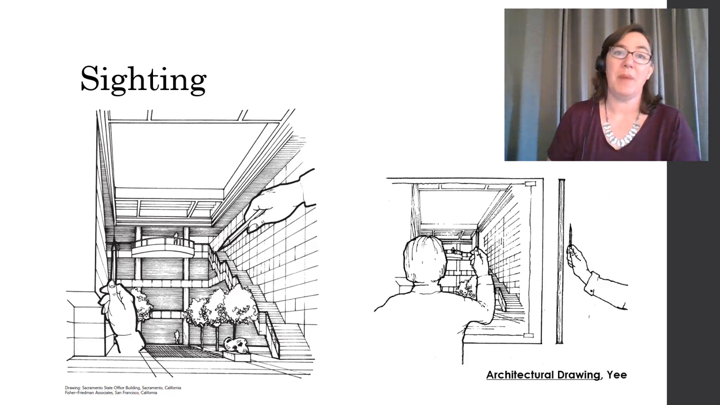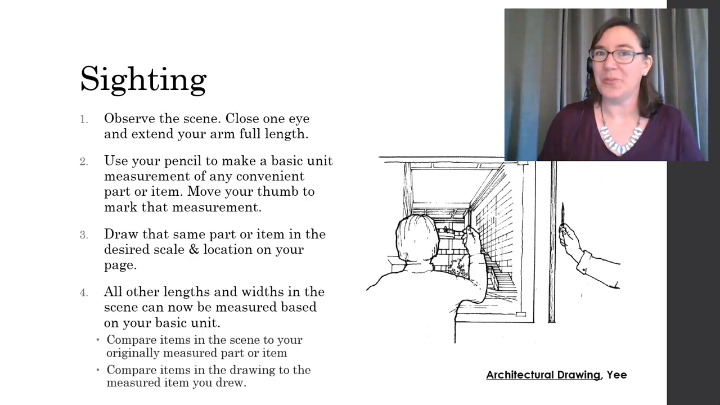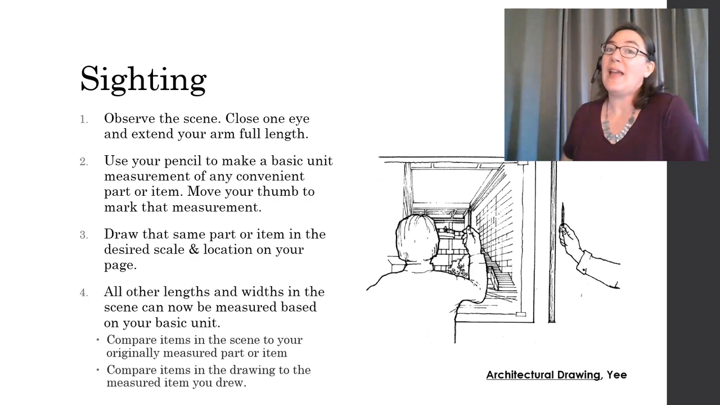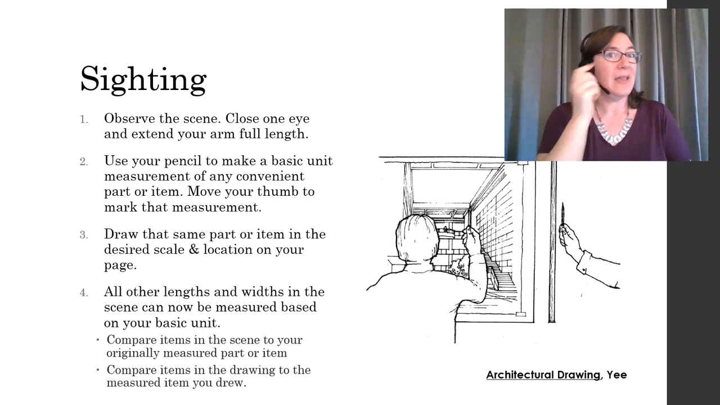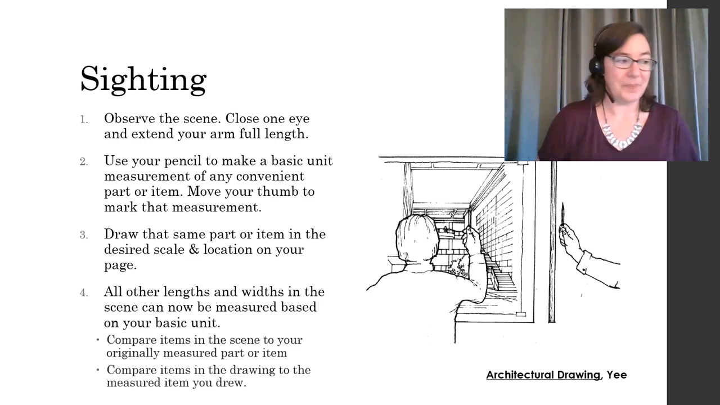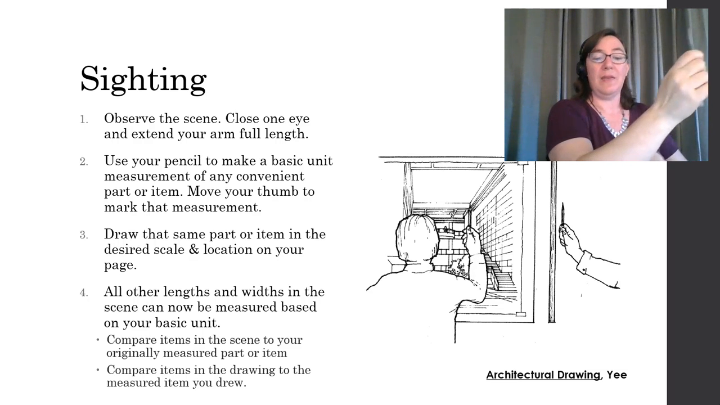Let's give you a step-by-step. So the first thing you need to do in the sighting method is observe your scene. For this class, that scene is going to be your chair. You'll close one eye so that you have monocular, I guess that's the word, vision, and you'll extend your arm full length. The reason for the full length is so that your arm is always at the same length. If you had a bent elbow, then you could vary this length accidentally.